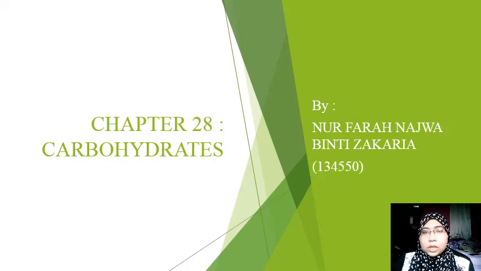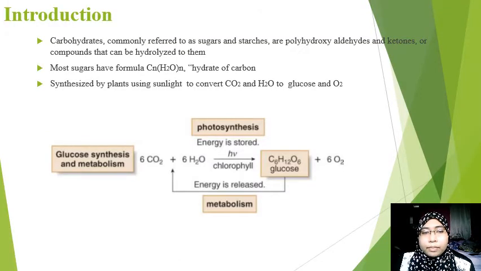Today I would like to discuss chapter 28, which is carbohydrate. What is carbohydrate? Carbohydrate is commonly referred to as sugar and starch, polyhydroxyaldehyde and ketone, or compounds that can be hydrolyzed to them. Most sugars have the formula CnH2nOn, or we call it hydrate of carbon. Carbohydrate can be synthesized by plants using sunlight to convert carbon dioxide and water to glucose and oxygen. Glucose is an example of a carbohydrate.